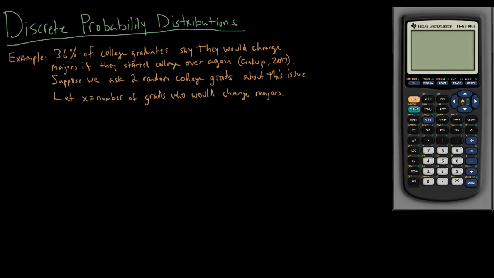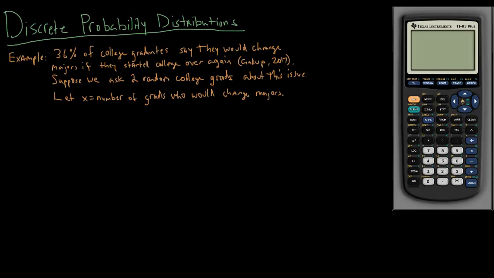Now the first example was when we used a tree diagram to figure out the probabilities of different events happening. For instance, in this example here we say 36% of college graduates say they would change their major if they started college over again. This is from a Gallup poll just this year. Suppose we ask two random college grads about this issue. Let X equal the number of graduates who would change their majors.